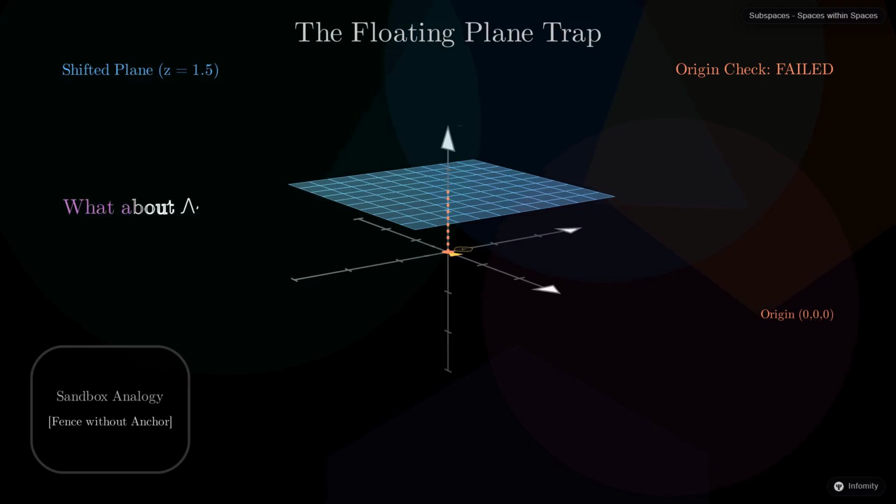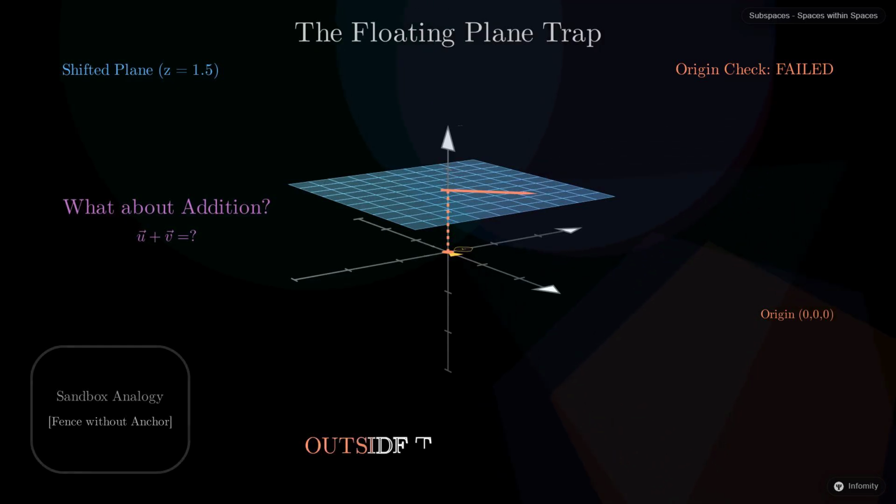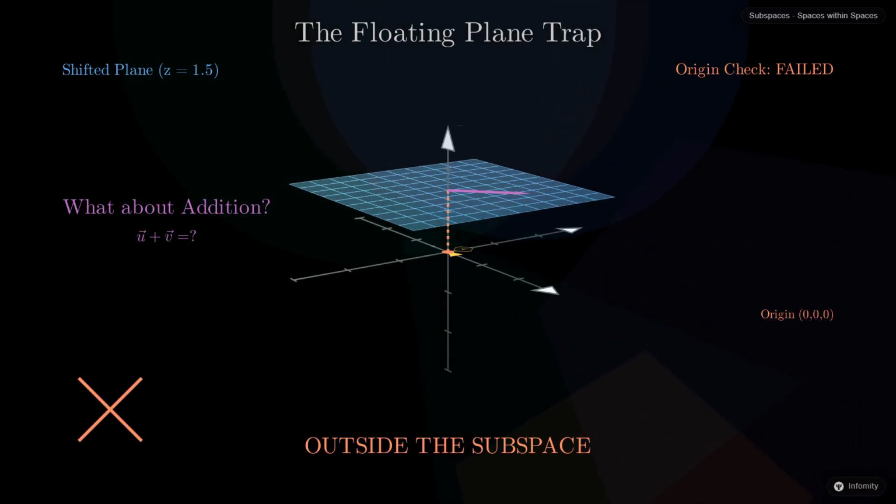Yet what if we tried to add two vectors on this shifted plane instead of scaling them? Because of this shift, we have accidentally stepped outside our mini-universe, breaking the rules.